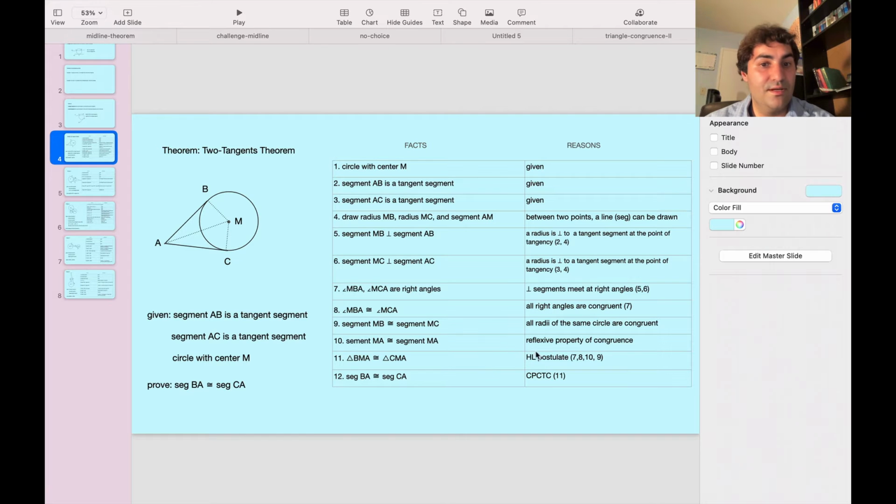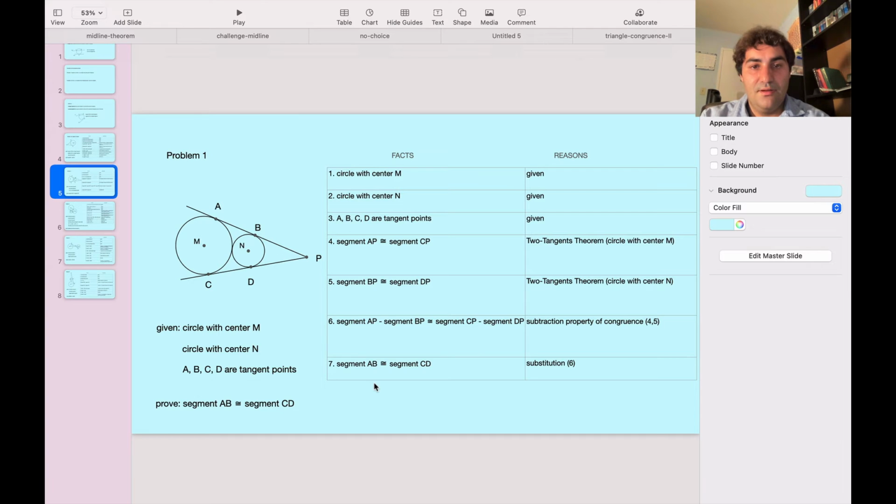Since we have right angles, we're dealing with right triangles, so let's use the hypotenuse-leg postulate. Using that, we get triangle BMA is congruent to triangle CMA, and therefore, reading off the congruences, segment BA is congruent to segment CA, which is what we wanted to prove.